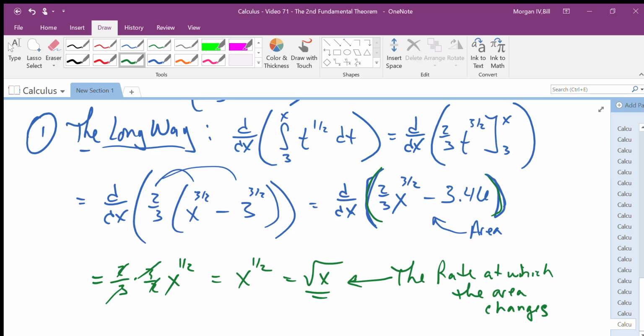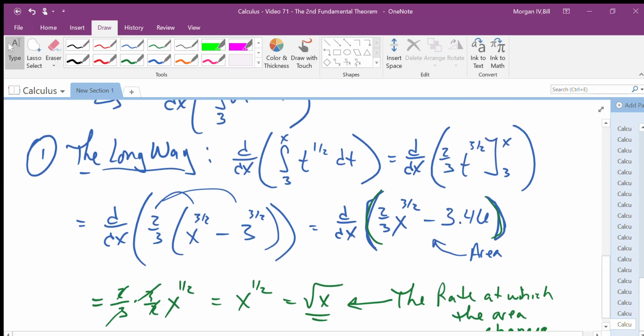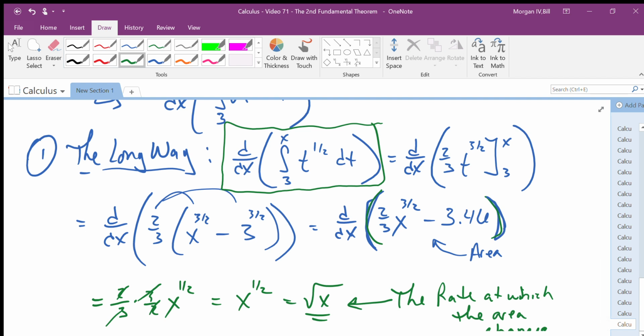Okay, that's the long way. The second fundamental theorem of calculus says there's a shorter way. Let's go back and see if we can think about the shorter way here. We started with the derivative of the integral from 3 to x of t to the 1/2 dt, or if you wanted to, square root of t dt, and we got an answer of square root of x. What's the shortcut here? The shortcut is we can simply take this upper bound x and plug it in to the t and get our answer.